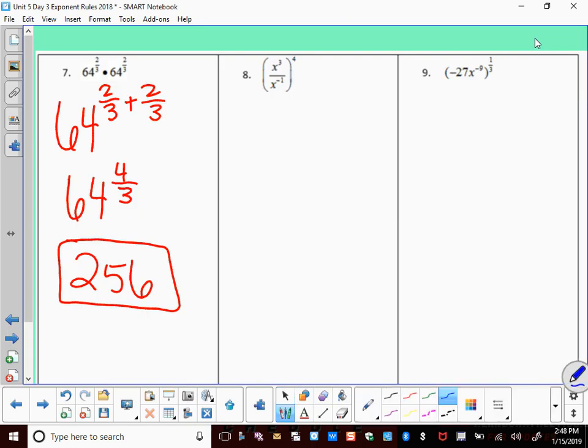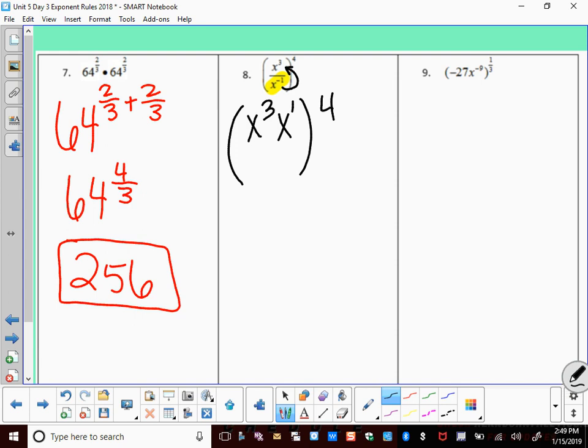Okay? Alright, for number 8, I'm going to move this x to the power of -1. I don't like that it is a negative exponent. So, we have x cubed on top. What else goes on top? This x to the first, right? Because I'm moving it. Is there anything left on the bottom? No.